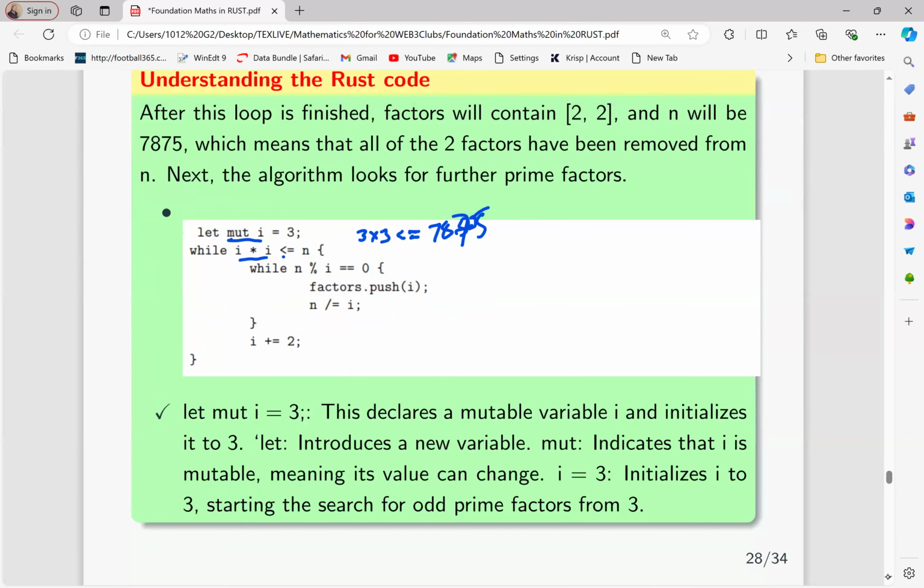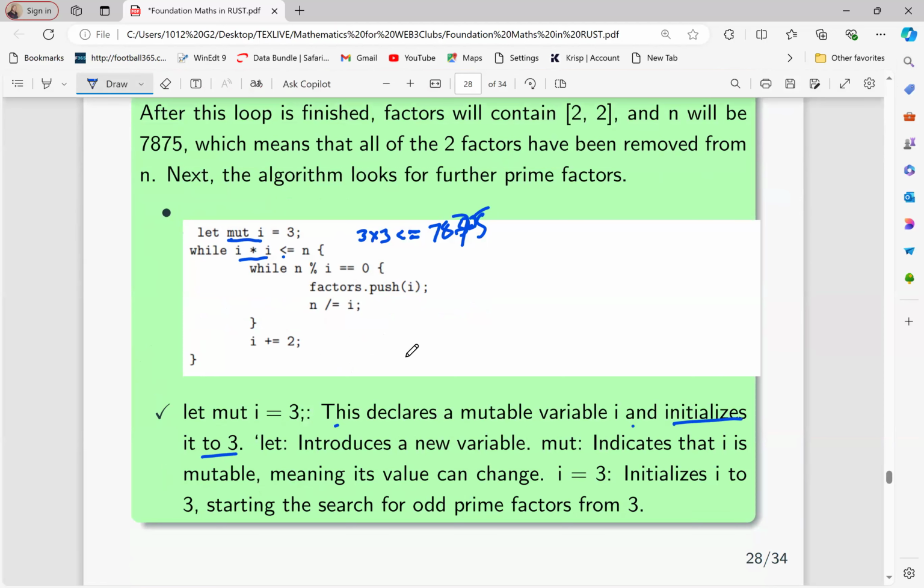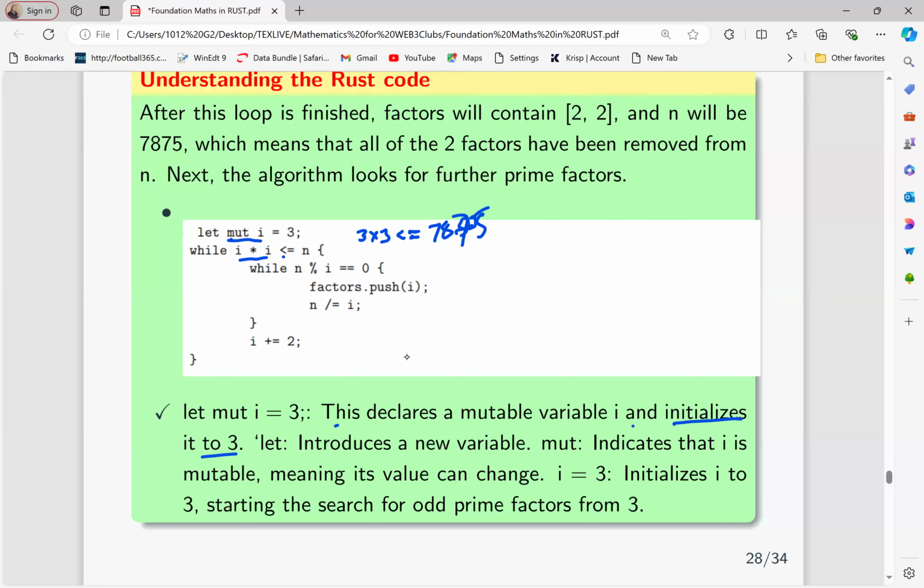So that's why I said mut i. This declares a mutable variable i and then initializes it to 3. That's the first i. It makes it 3. There is a let. So let is just to introduce the new variable, which we shall call i.